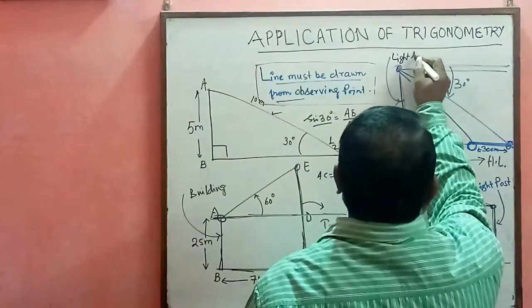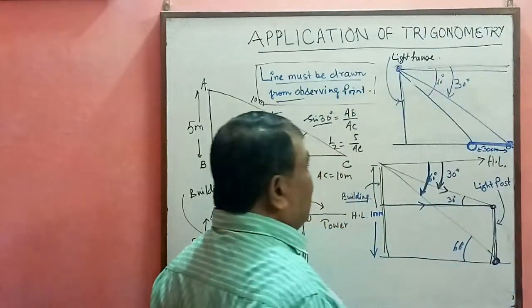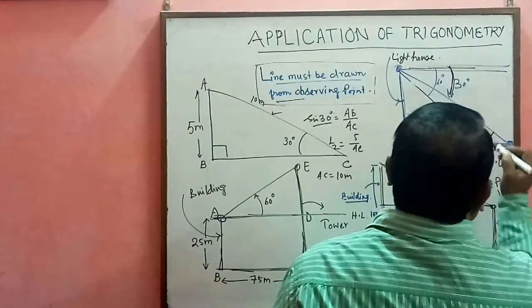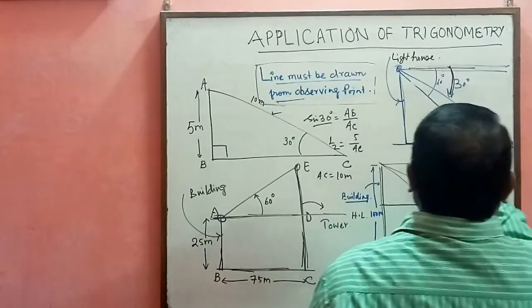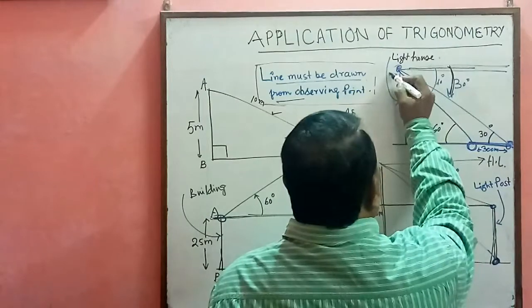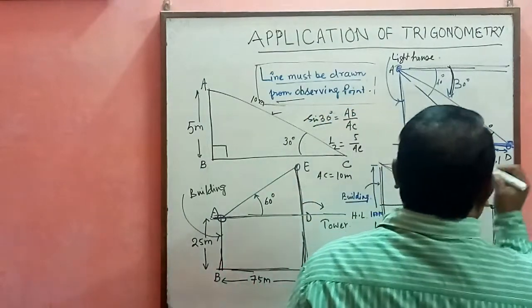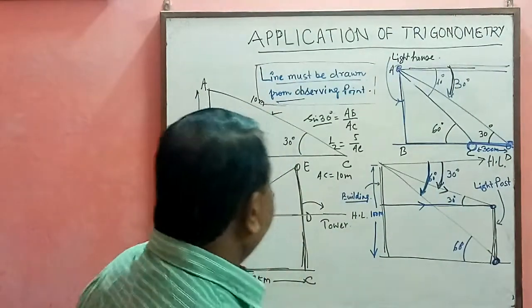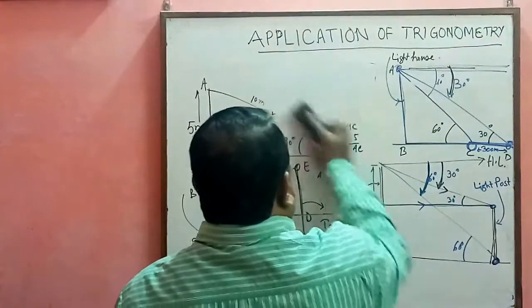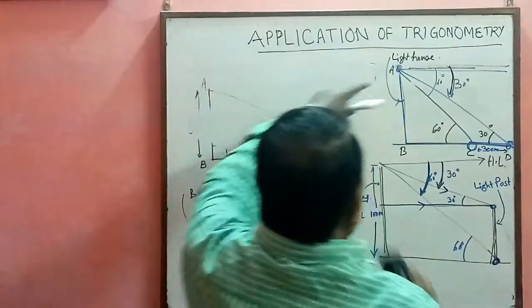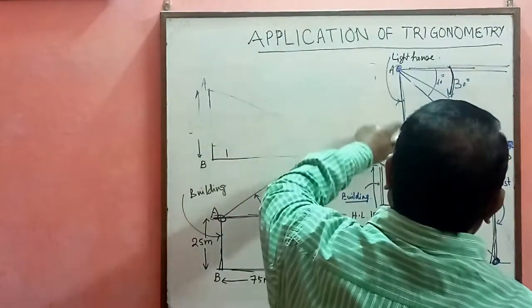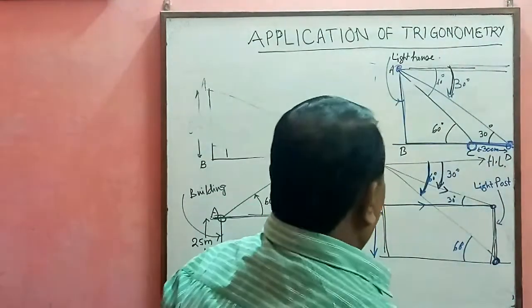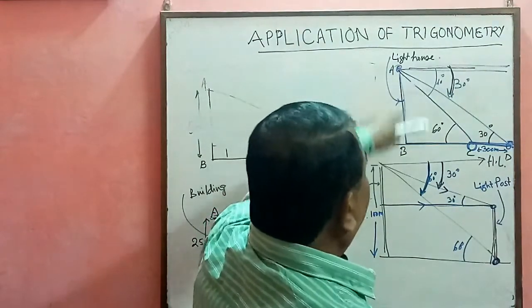How? This is the lighthouse. Because this line is horizontal, that means parallel to the ground, this is alternate interior angle 30 degree. This is also alternate interior angle 60 degree. Let's say this is A, B, C and D. Now I will solve it. You see, I am drawing the line from the observing point, because I am sitting here on the top of the lighthouse and I am seeing two ships approaching towards the harbor, which is at the base of the lighthouse.